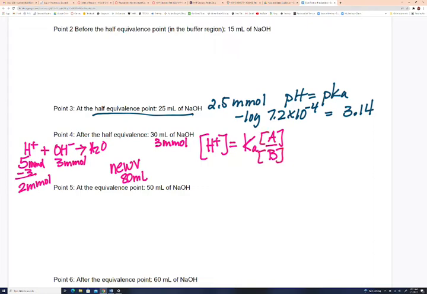So we need to calculate our new acid concentrations. So still going to have 7.2 times 10 to the negative 4. Our acid concentration is going to be, let's do it over here. I think it confuses y'all when we put it all together. So we have 2 millimoles divided by the new volume, which is going to be 0.025 molar.